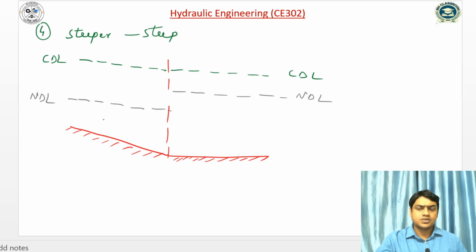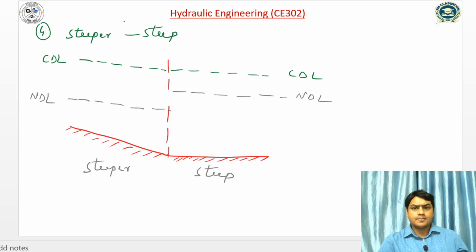So this region is first, second, third. So it will not be the increasing curve. This slope is steeper and steep. So if I draw this, the flow will always go from NDL to NDL. So it will be like that, and then it will be an increasing curve. So this is S3.